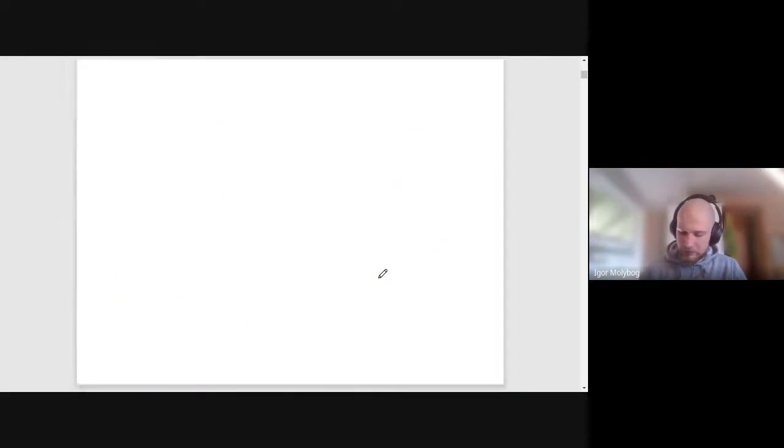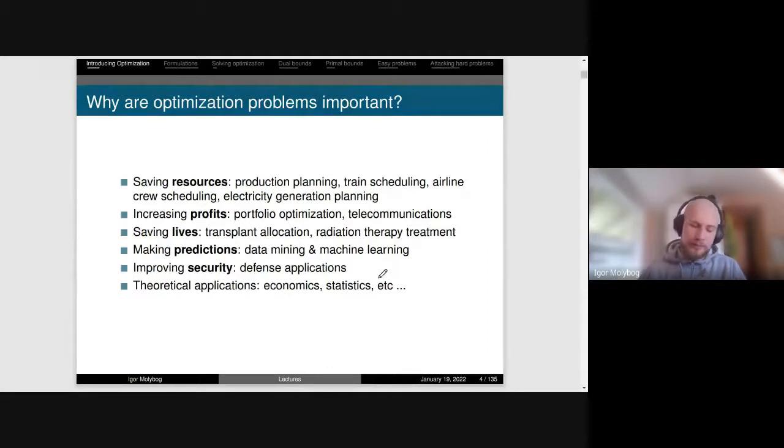What about the particular? So okay, let me motivate the whole story first. Why are optimization problems important? Generally speaking, by solving optimization problems, we can find an opportunity to save resources or increase profits. And if we are talking about finances, if we are talking about transport allocation, we can allocate transportations more optimally by increasing the number of lives that are saved in hospitals.